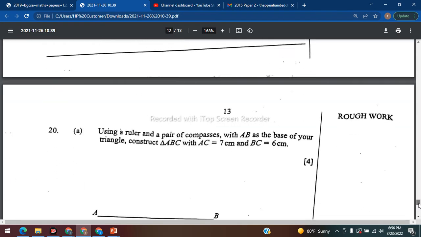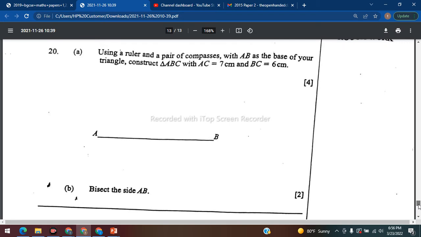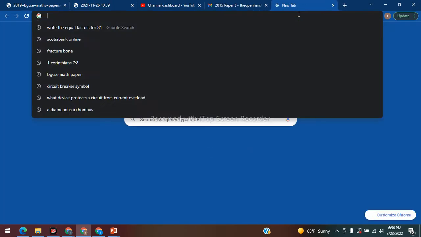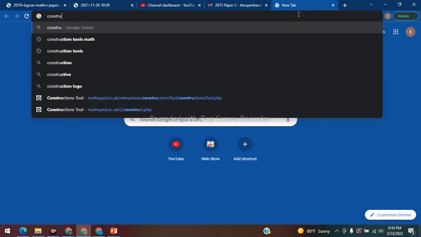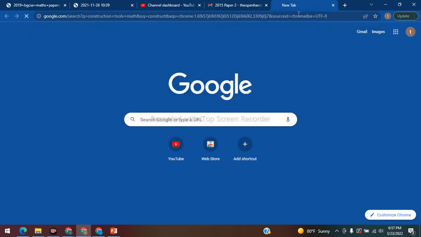Okay, so let's begin. They're saying that using a ruler and a pair of compasses with AB as your base, construct triangle ABC with AC being 7 centimeters and BC being 6 centimeters. All right, so take your pair of compasses and a ruler. So let's construct this thing. Construction tools.